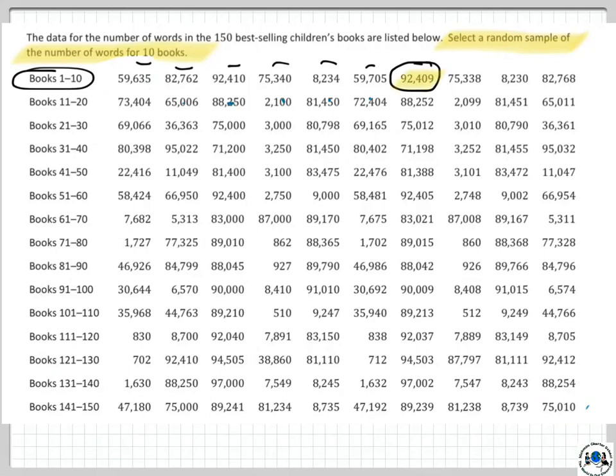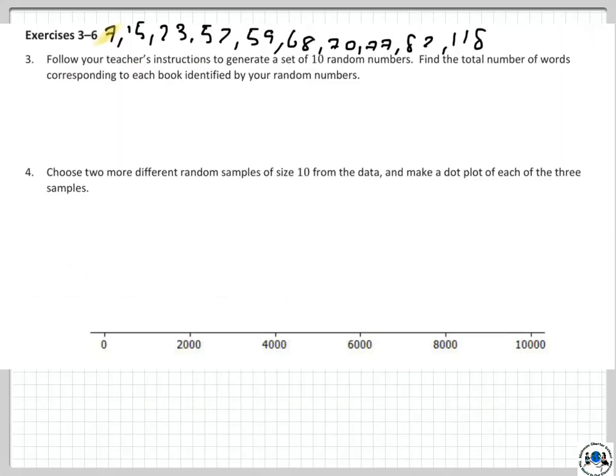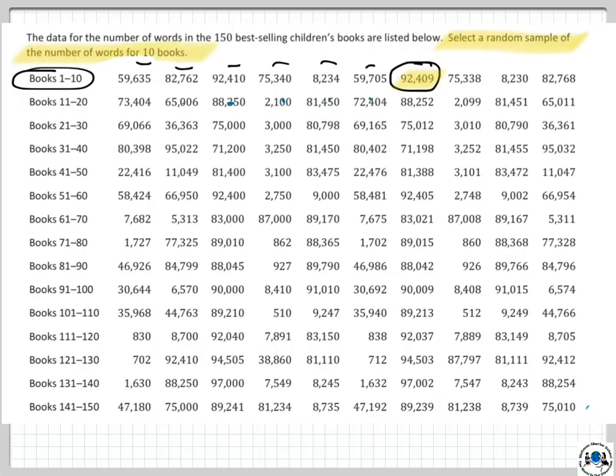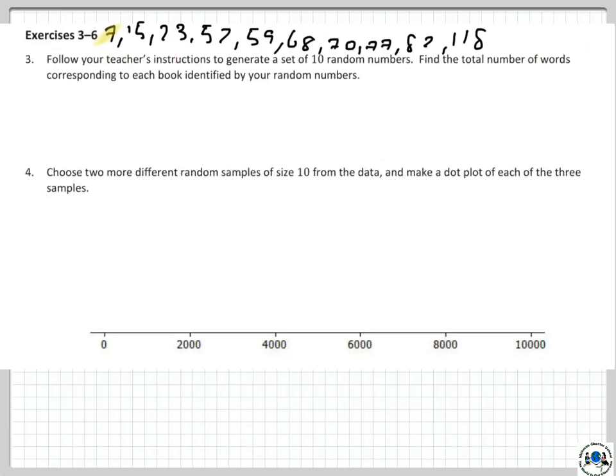Okay, I don't know what that book is, because I'm only concerned about the words right now. Number of words. All right, so my first, I'll go back and get that, 92409. Okay, so I'm going to get my list here. 92409. Okay, there we go. That's my first book. Okay, my first number of pages.